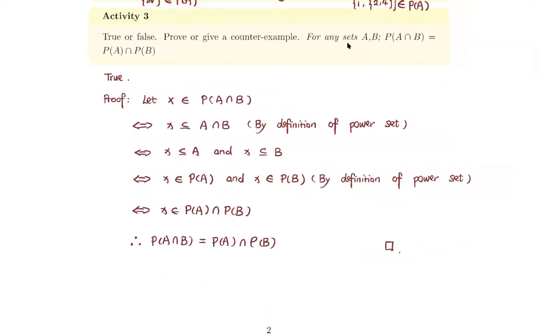Well, as we mentioned before, since X is a subset of A, that means X is an element of the power set of A. And similarly, since X is a subset of B, it becomes an element of the power set of B by definition of power set. And now you can just add them together. You'll get X is an element of power set of A intersect power set of B. So this shows that this is a subset of this, and the other way around is just going backwards. Okay, so this shows that they are equal.